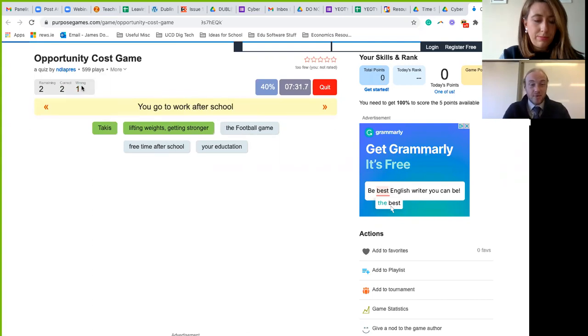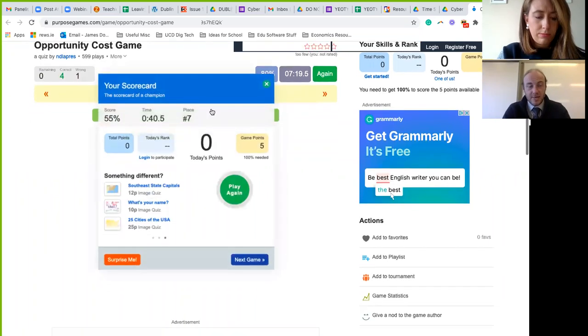So you can see yourself, I've got it wrong. Okay. I've another chance. I go to work after school. Yep. My free time after school. Okay. Then you study for your test instead of going to the football game. Well, the football game, obviously. And there we go. I've had my 5 chances and I was really close.